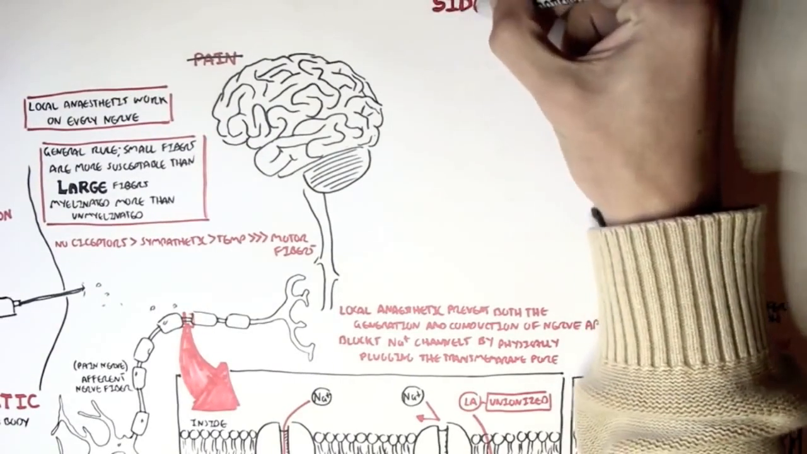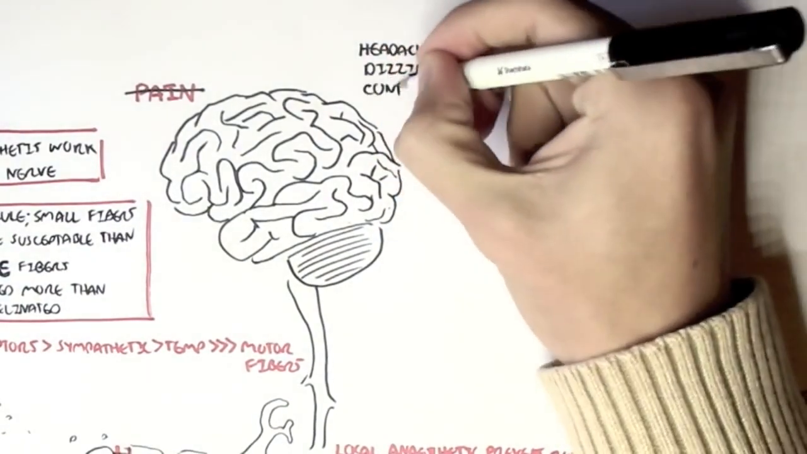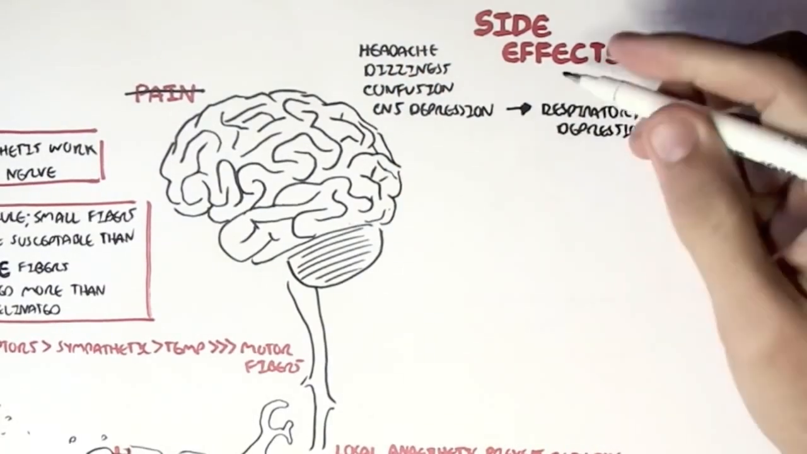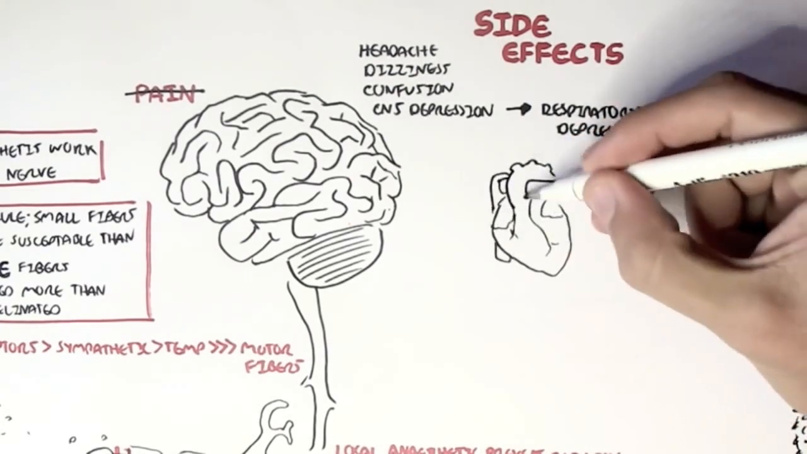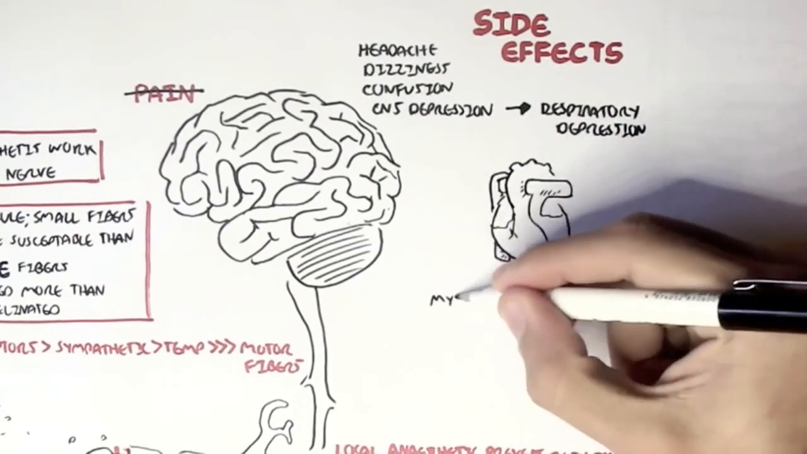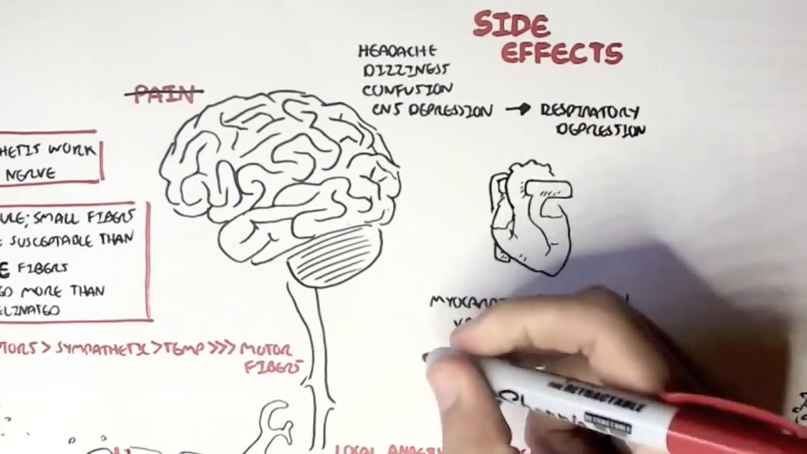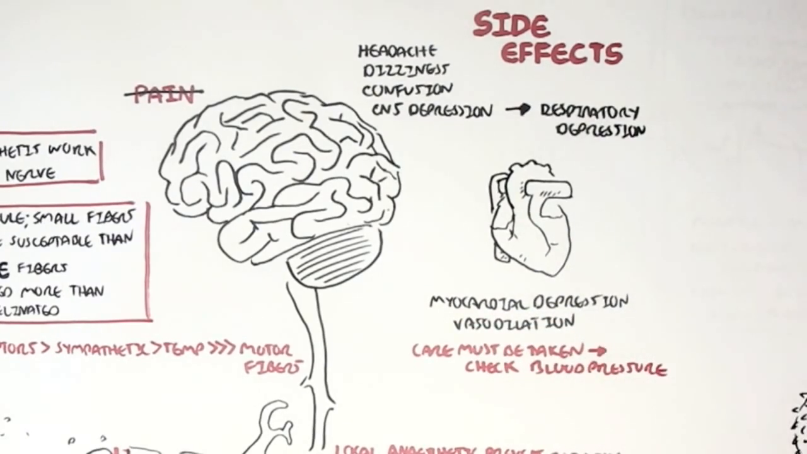The side effects of using local anesthetic include headache, dizziness, confusion, and CNS depression, which may be fatal if it leads to respiratory depression. However, cocaine actually doesn't cause CNS depression, but causes excitement instead. So that's cocaine. Side effects of local anesthetic also affect the heart. It can lead to myocardial depression, vasodilation as well. And so care must be taken. We have to check the blood pressure before giving local anesthetic. Cocaine, again, on the other hand, doesn't cause myocardial depression, but increases the activity.